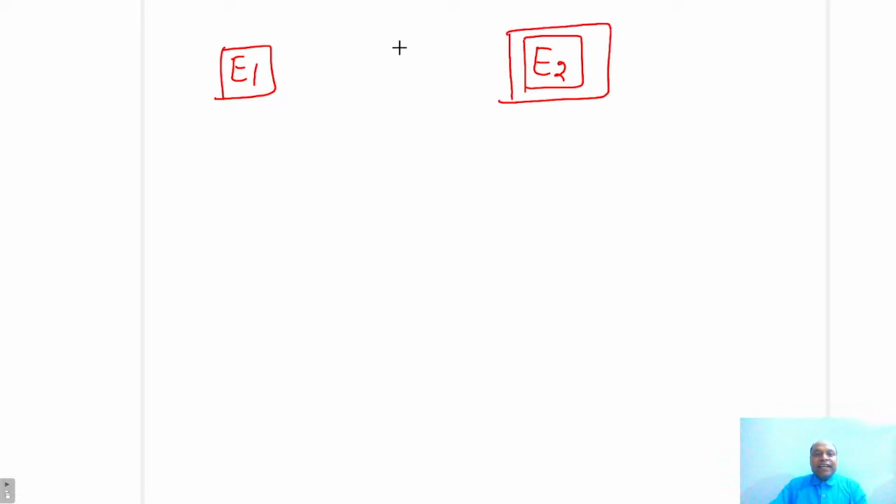Now next we have a question from DBMS. The question says that there are two entities, E1 and E2. Entity 2 is a weak entity set and entity 1 is a strong entity set. Now if it is a weak entity set, then the relationship is weak. Now the question says, which one of the following is correct?